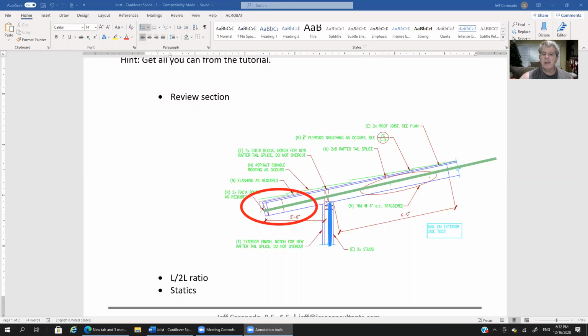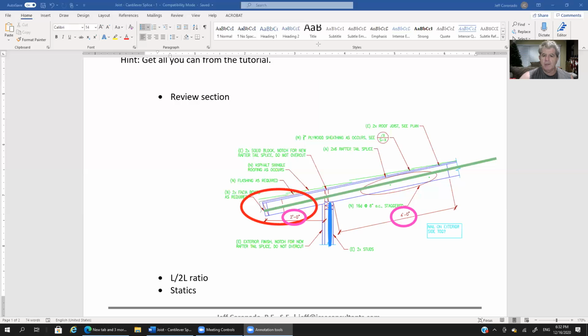So really what they're asking is this particular ratio here. If the cantilever extends 2 feet beyond the exterior wall, then I think the question that they're asking is how far inboard does the splice need to go?